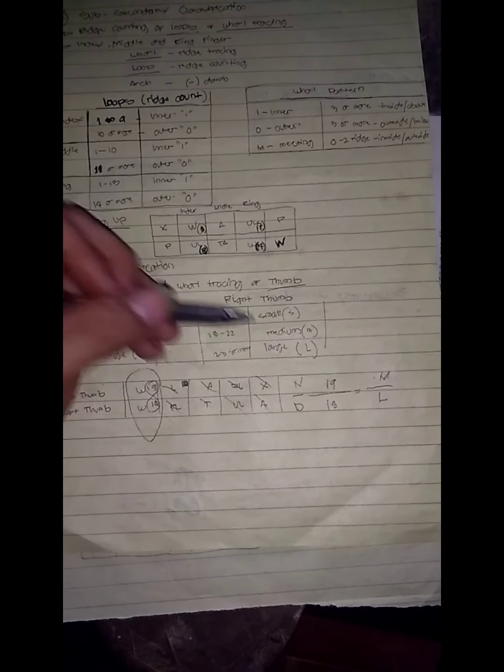Major classification. Next is the major classification. Ridge counting and whorl tracing of thumb. So, thumb only. Here is the chart. In left thumb, 1 to 11 will be small, 12 to 16 will be medium, 17 or more large. So, in the right thumb, 1 to 17 small, 18 to 22 medium, 23 or more will be large. So, here we find the first is left thumb. The number is 18. So, in the left thumb, it belongs to the large.